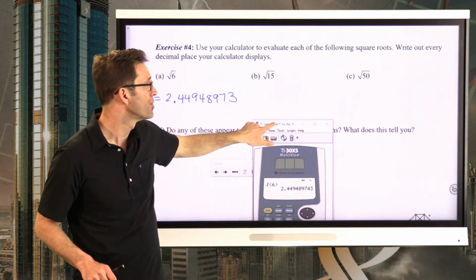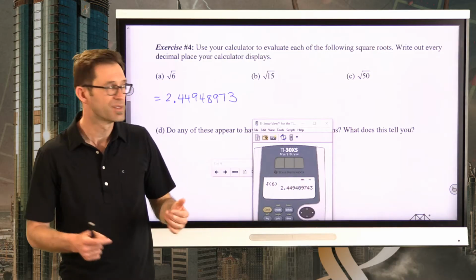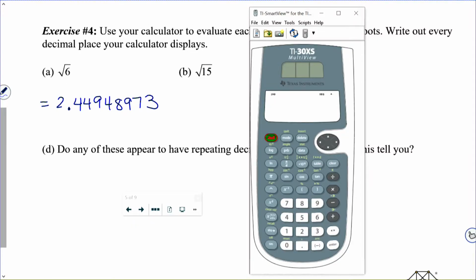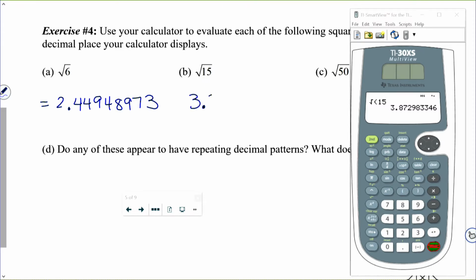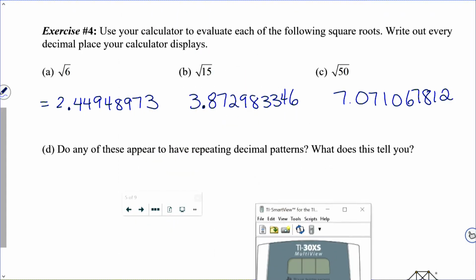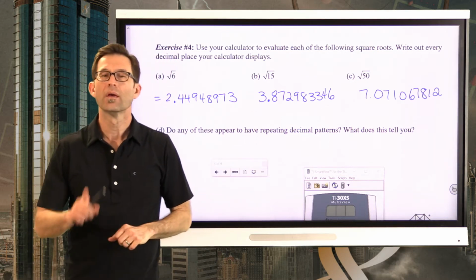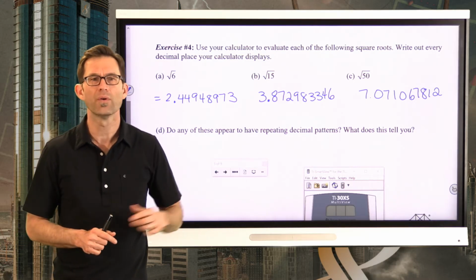Okay, so what I'd like you to do is also do that for the square root of 15 and the square root of 50. All right, let's do it. So the square root of 15 is going to be 3.8729833346, and the square root of 50 is going to be 7.0710678112. All right, now, anyone can do that. Let's take a look at letter D. Do any of these appear to have repeating decimal patterns? What does this tell you? All right, so pause the video now and answer both of those questions.